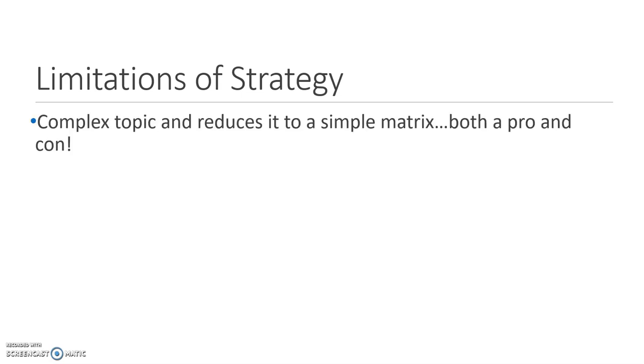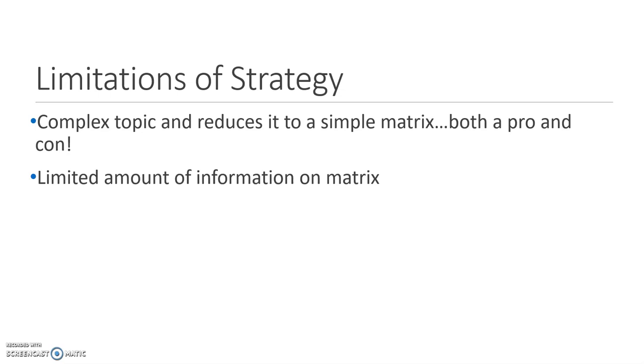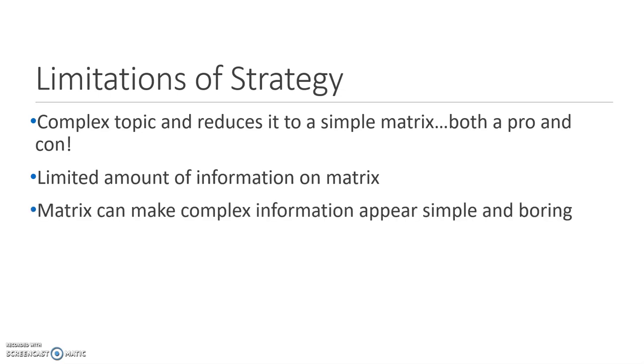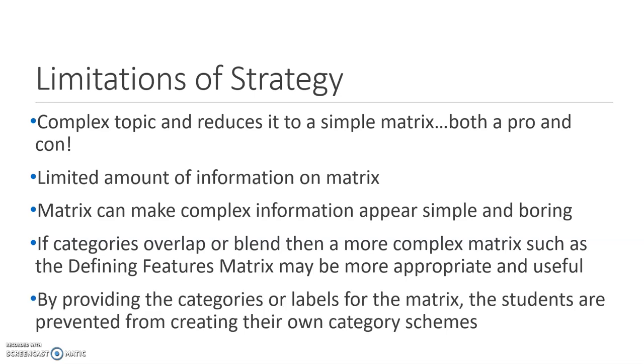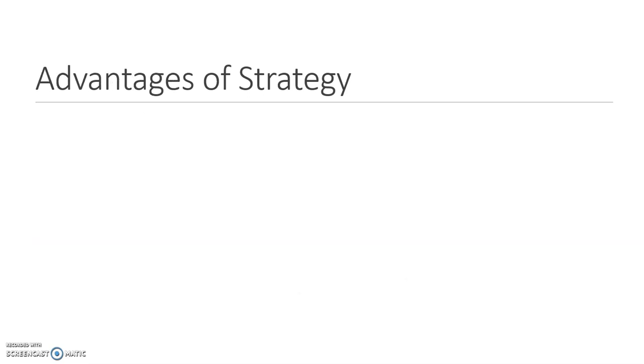Limitations to the strategy. It can take something very complex and reduce it into a simple matrix. That's both a pro and a con. A limited amount of information is on the matrix, and the matrix can make this complex information appear simple and boring. If the categories overlap or blend together, a more complex matrix, such as the defining features matrix, may be more appropriate and useful. And by the instructor providing the categories or labels for the matrix, the students are prevented from creating their own categories.